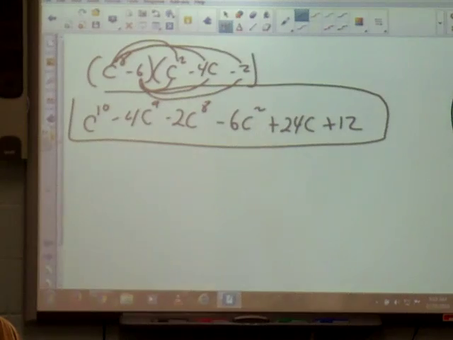Is it okay if you put x instead of c? Yeah, I don't care about that. You know how to do it, it doesn't matter what variable you use.